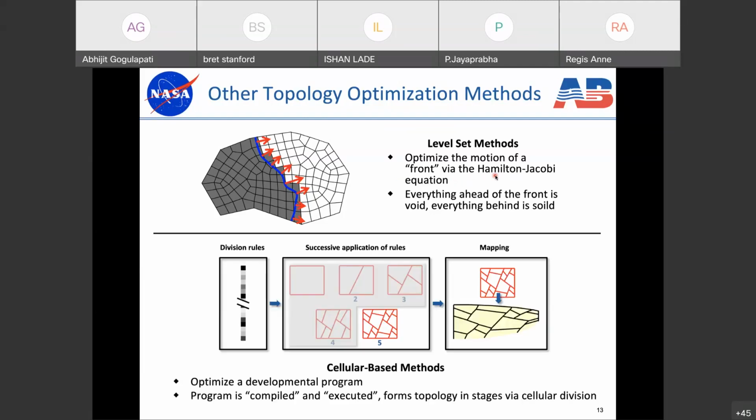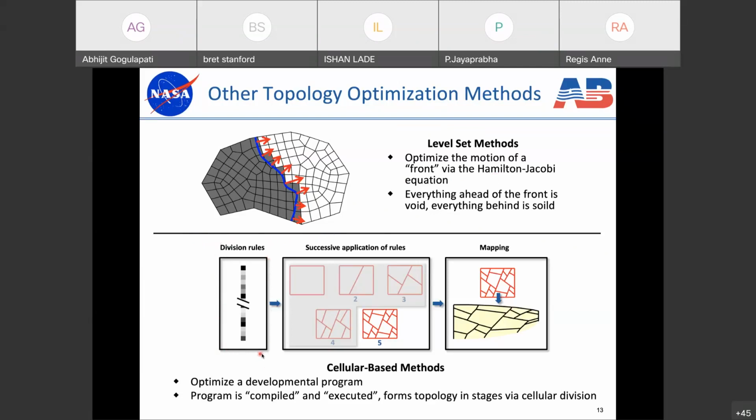A second alternative that I wanted to touch on is not nearly as popular as level set methods, but I'm going to talk about it a little bit today in my work. And this is a cellular-based method. And this is work that comes out of the University of Hawaii, maybe about 10 or 15 years ago. And the idea here is that we have a developmental program or a set of rules, which is a vector of real numbers.